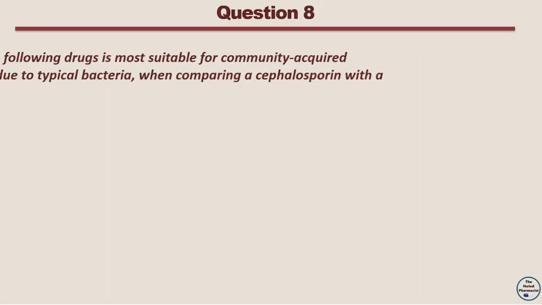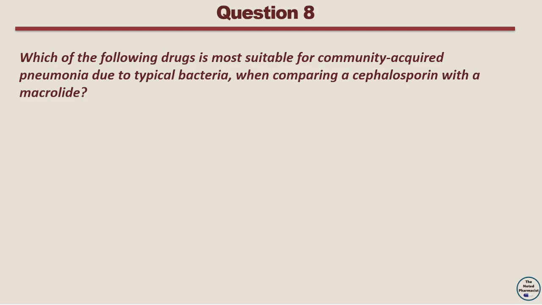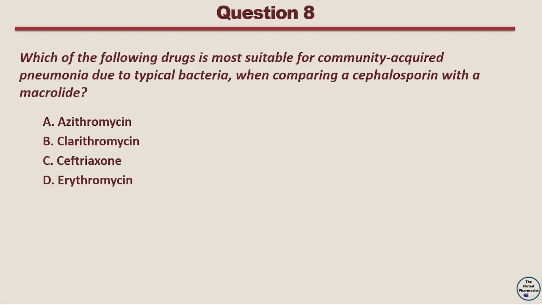Question 8. Which drug is most suitable for community-acquired pneumonia comparing cephalosporin with macrolide? Option A. Azithromycin. Option B. Clarithromycin. Option C. Ceftriaxone. Option D. Erythromycin. Option E. Roxithromycin.